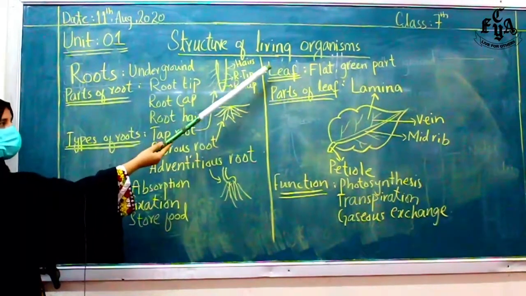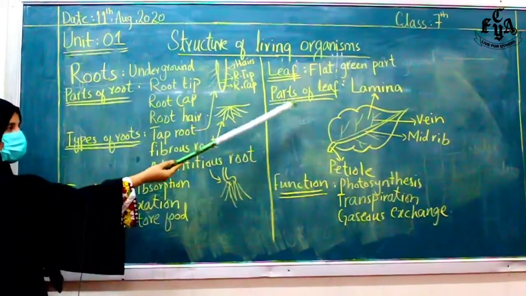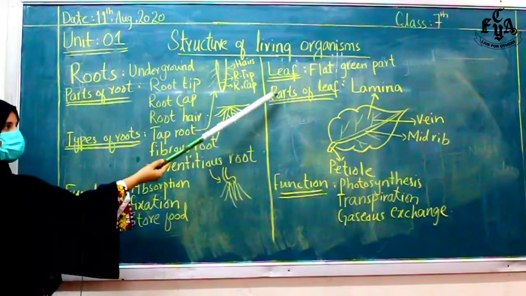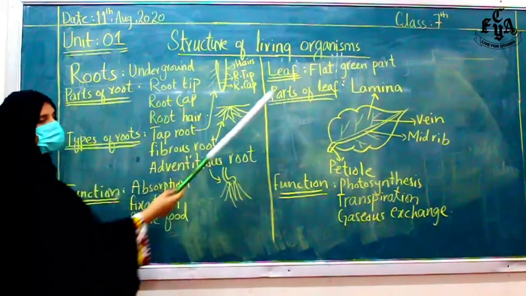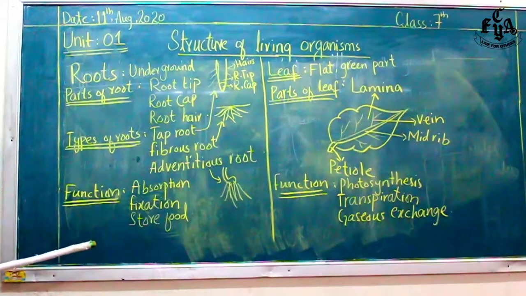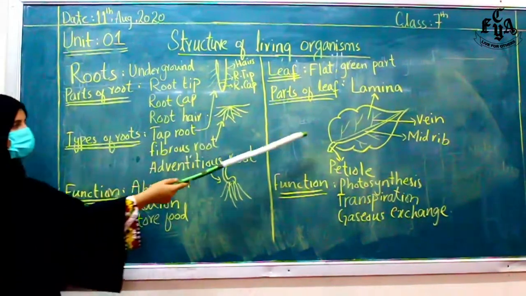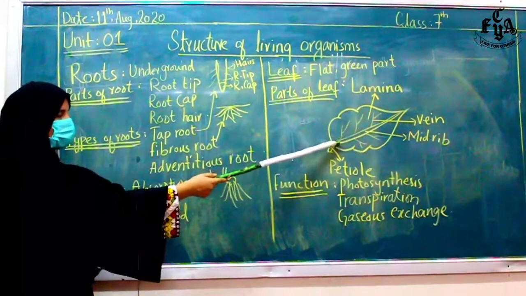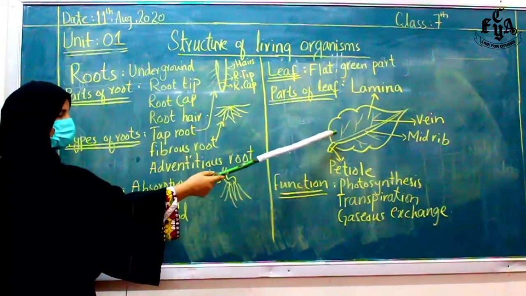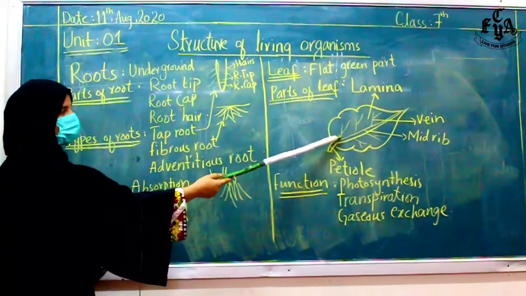Leaf is the flat green part, and it has these parts. The first part is lamina, which is the expanded part of the leaf. This part is known as midrib. It is involved in the transportation of food, as it consists of food and water. It consists of xylem and phloem.